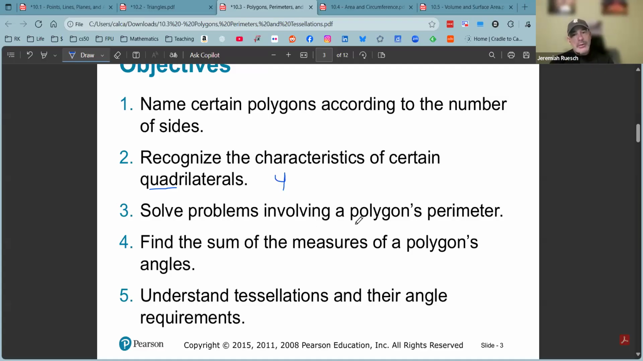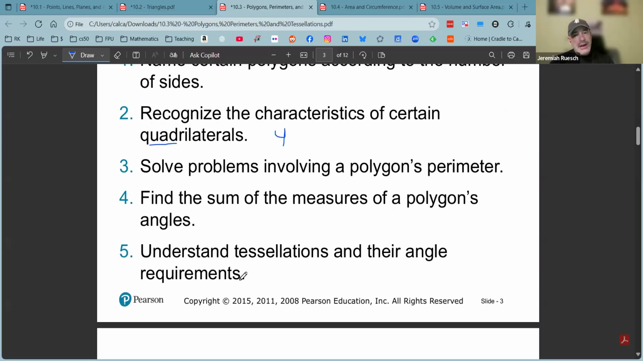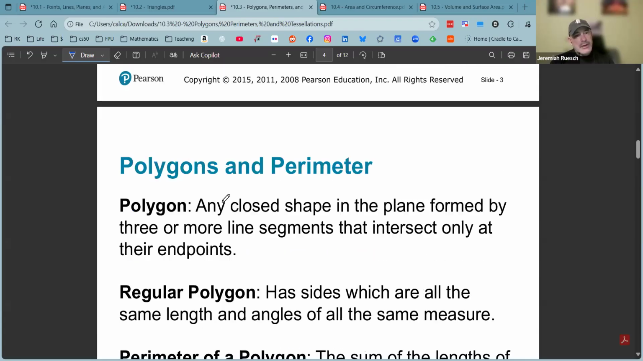Solve problems involving a polygon's perimeter, and then find the sum of the measures of the polygon's angles, and understand tessellations and their angle requirements. All right, let's dive in.